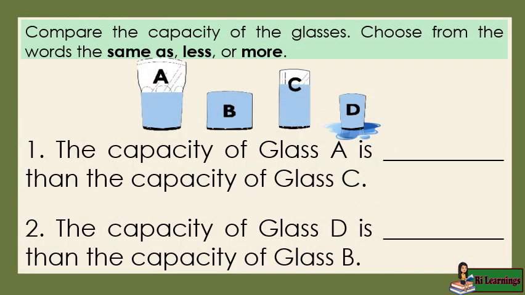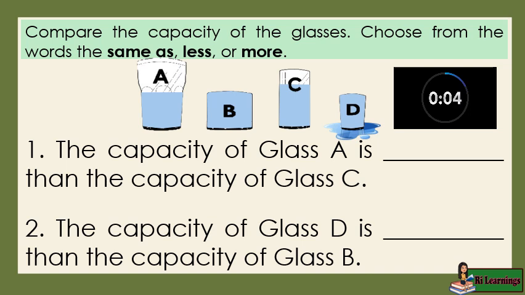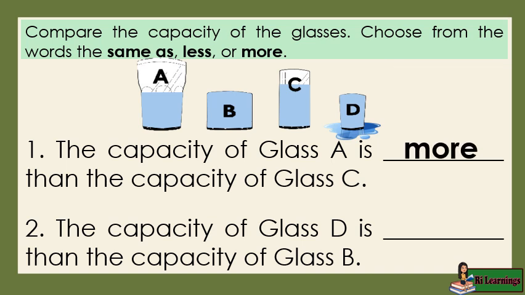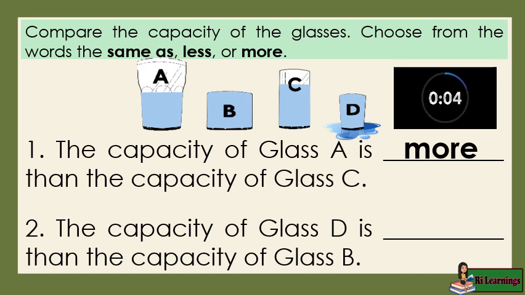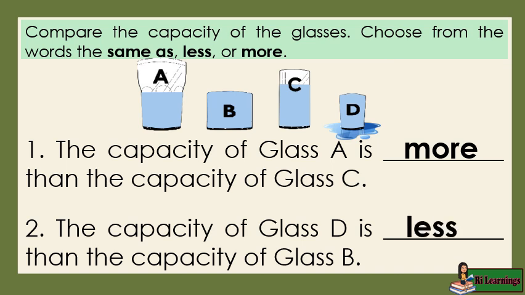Compare the capacity of the glasses. Choose from the words the same as, less, or more. 1. The capacity of glass A is more than the capacity of glass C. 2. The capacity of glass D is less than the capacity of glass B.